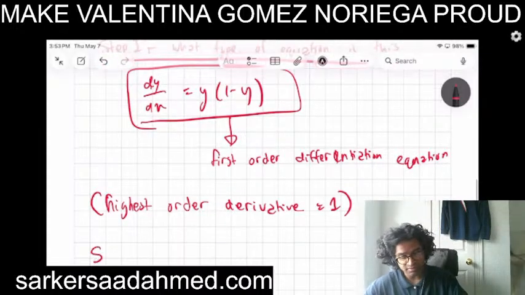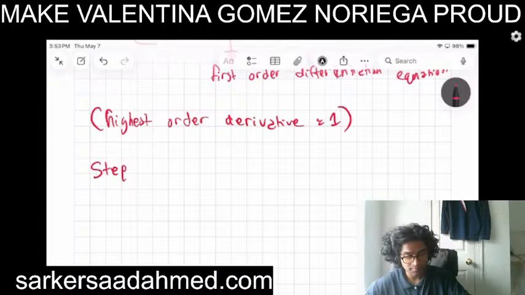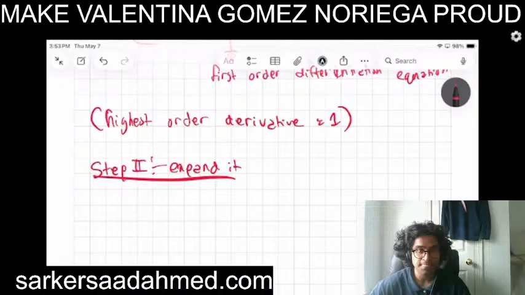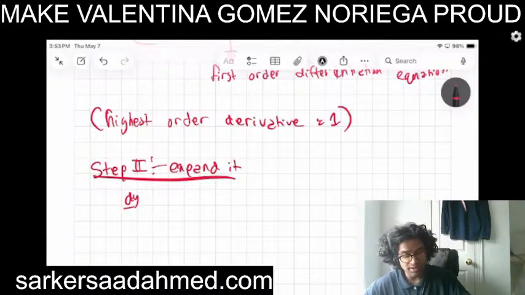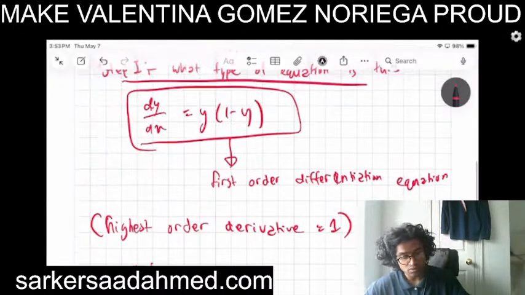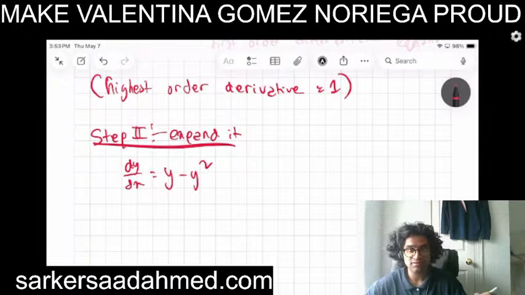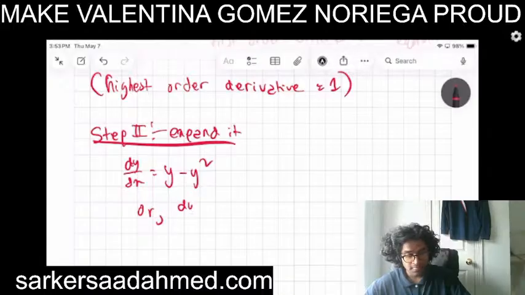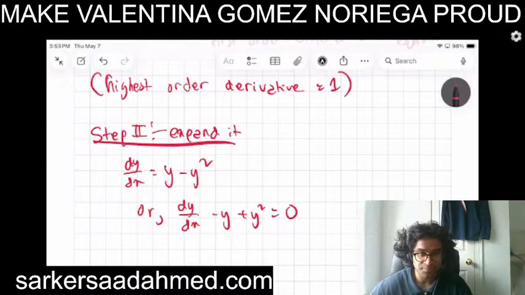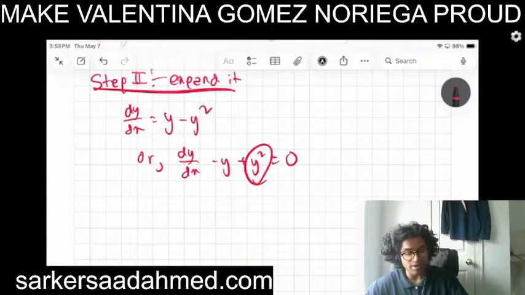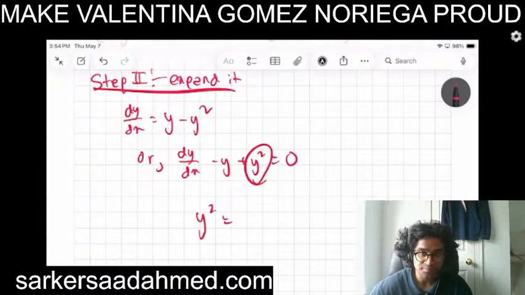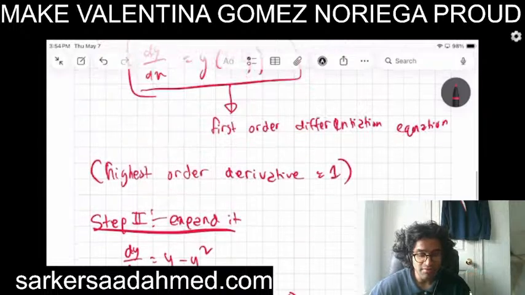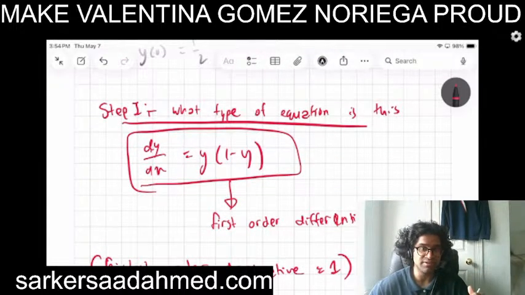So now let's expand it. Step 2, we are going to expand it. So I have dy by dx is equal to y minus y square, or dy by dx minus y plus y square is equal to 0. And so now we have what we call y square. We have already encountered what the highest order derivative is.